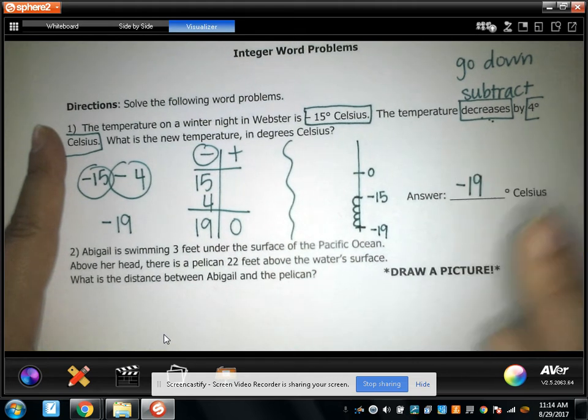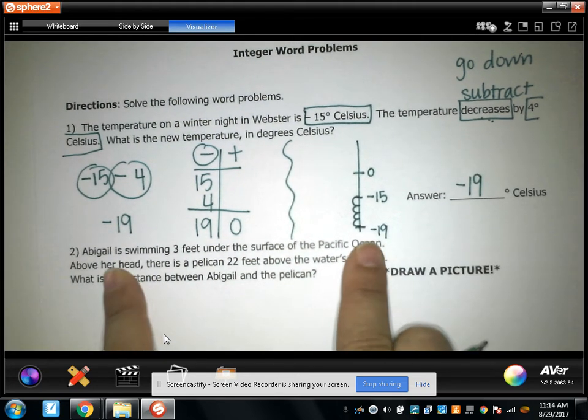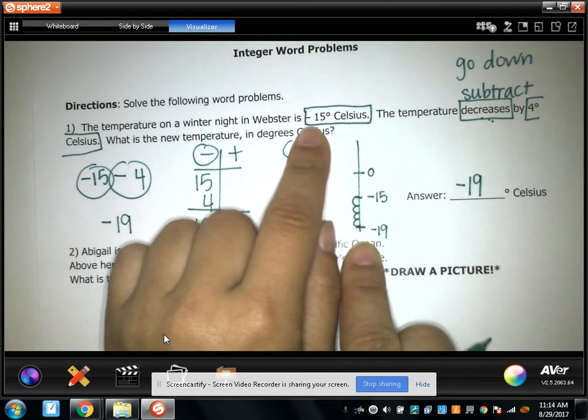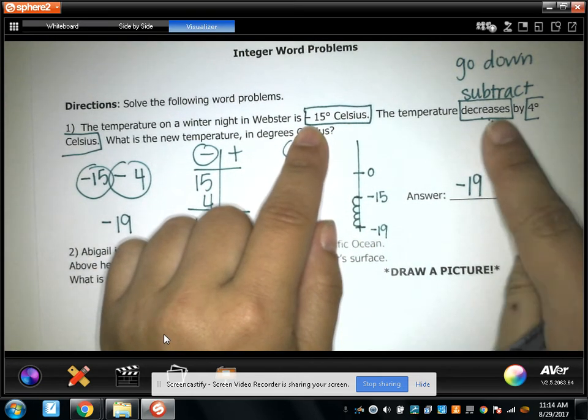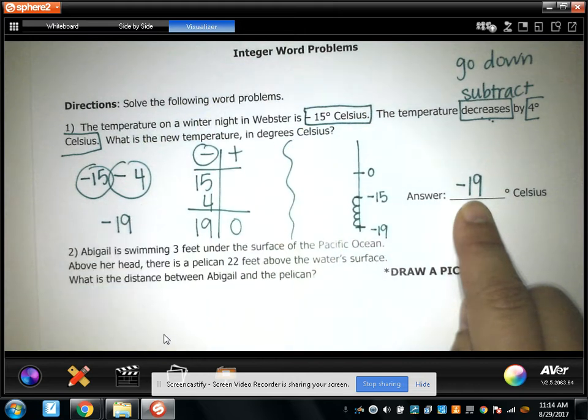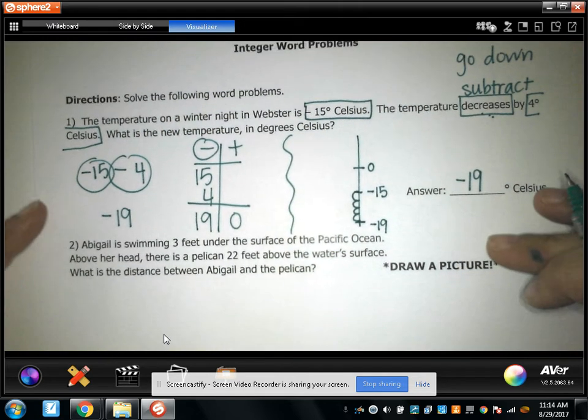So in both cases, I got negative 19. Does this make sense? Well, the temperature was negative 15, and it went down. Is this a colder temperature? Yes. Always make sure that your answers are reasonable.